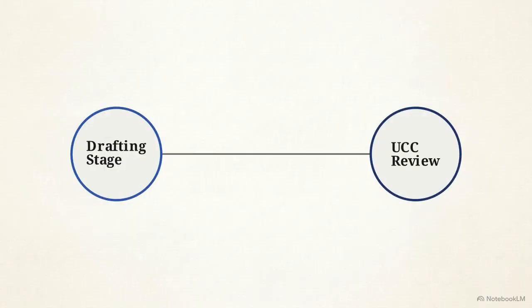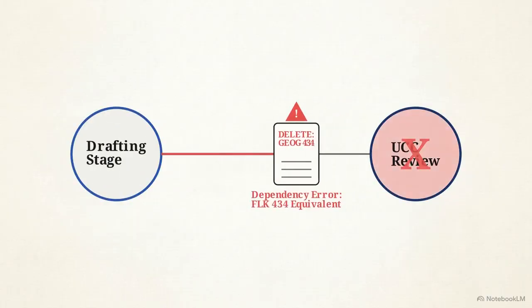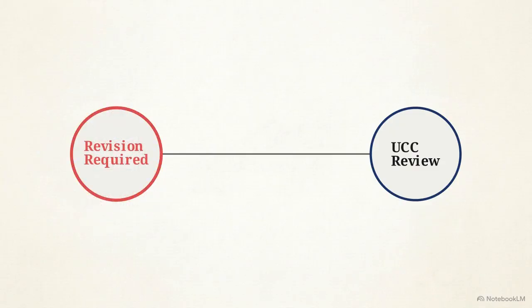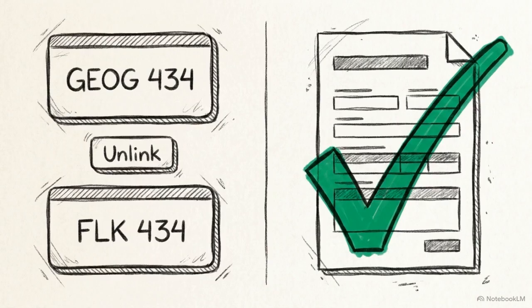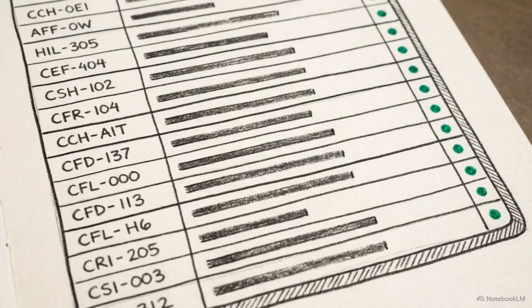If a proposal is submitted with a hidden administrative error, the undergraduate curriculum committee will reject the request and return it to the drafting stage. Success requires two specific technical maneuvers: manually breaking cross-listed equivalencies and providing specific data to satisfy mandatory system checks. Understanding the logic behind these forms is essential for keeping a department's course offerings current and accurate.